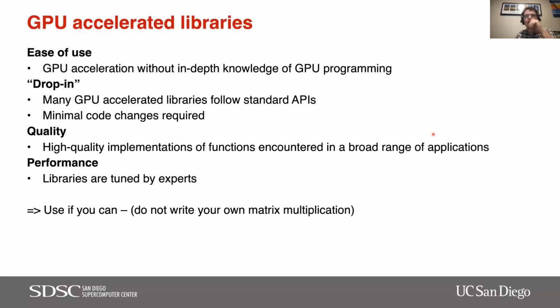So those are easy to use. You don't need to know much about GPU programming. It's a drop-in acceleration. Basically, the libraries follow standard APIs. There are minimal code changes required, and they are high quality and tuned by experts. So use those if you can. You don't want to write your own matrix multiplication because you won't get the same performance, of course, as something that has been optimized over the years by people who don't do anything else.